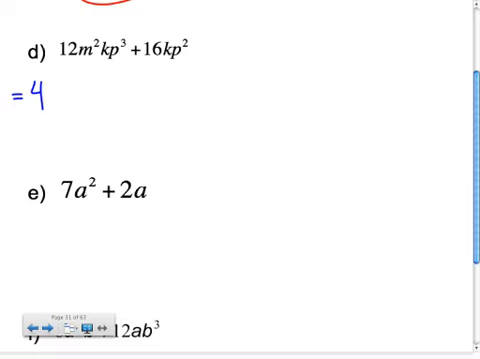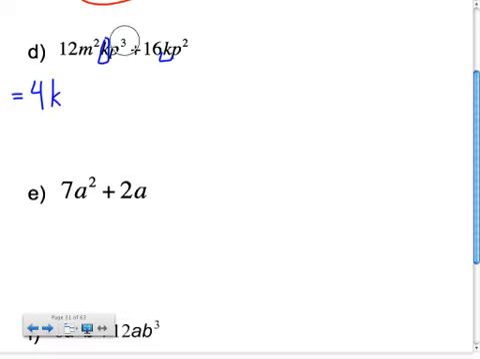Okay, there's an m to the second in my first term. There's no m in my second term. So as far as my m's are concerned, I can't do anything. I can't factor anything out. Then I look at my k's. I have 1k here. I have 1k there. Okay, that means I can pull 1k out of both.